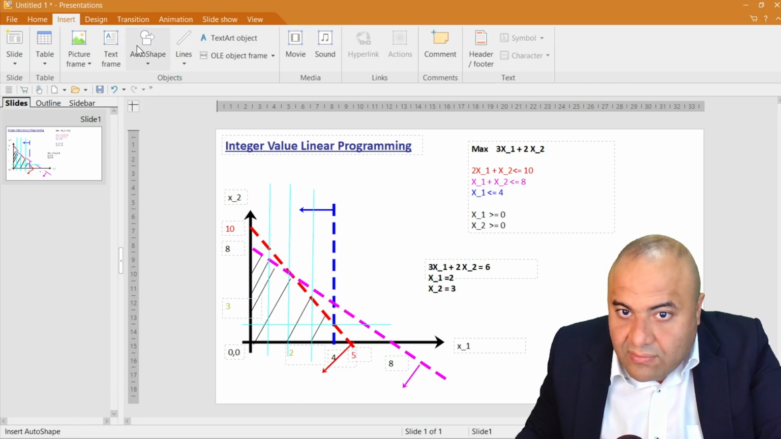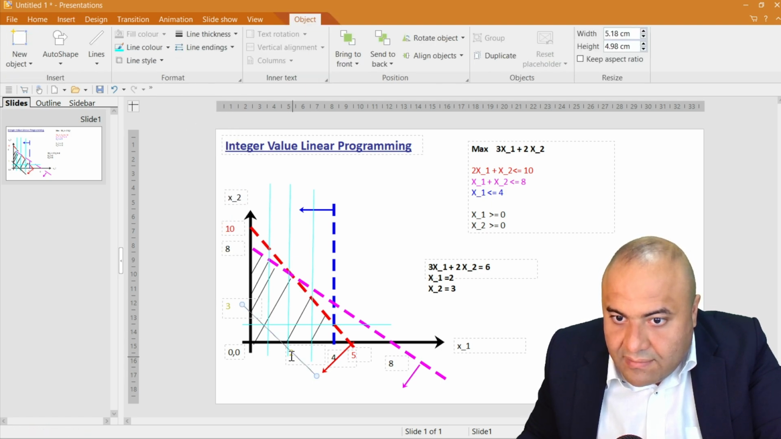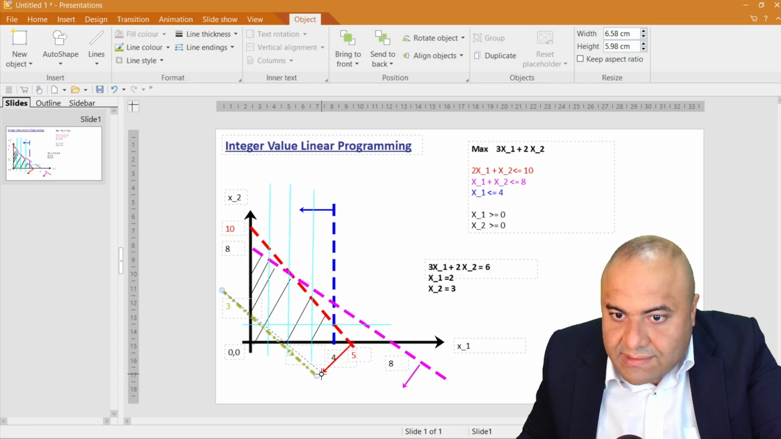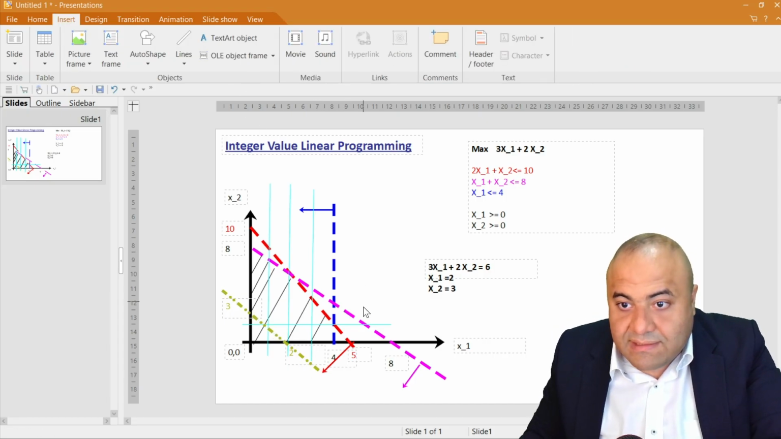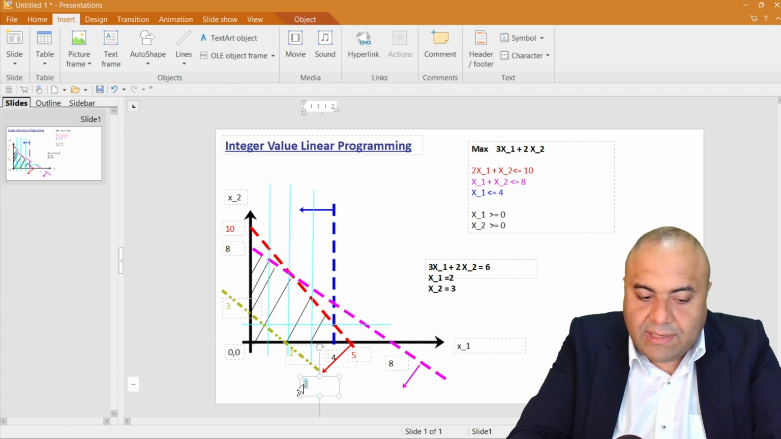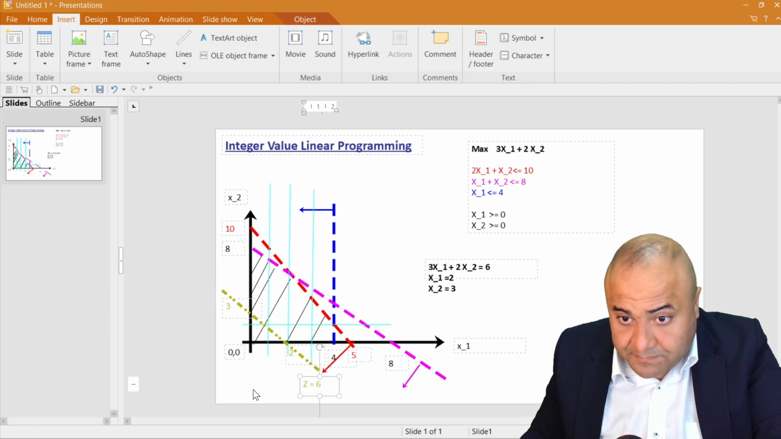So the line of this is going to be this line, which extends this way. So this is the first possible solution, and we have to say that it happened at, well, you can call it z equals 6.